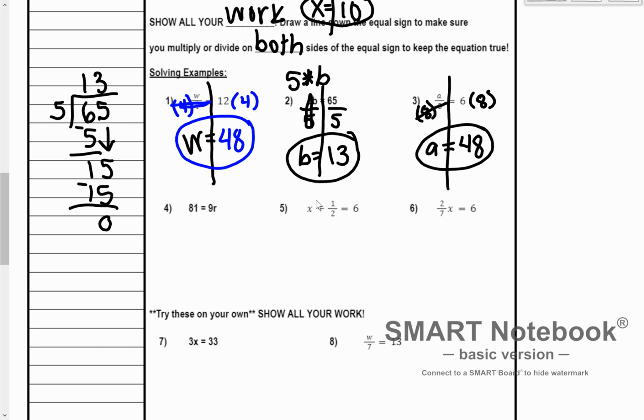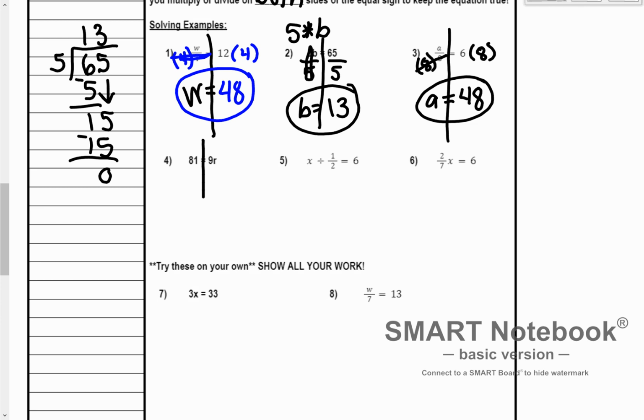All right, number 4. Line down our equal sign. 9 next to an R means 9 times R. Opposite of multiplying by 9 is dividing by 9. To show division, we use a fraction bar. 9 divided by 9 cancels out. We are just left with R. 81 divided by 9 on a multiplication chart is 9.